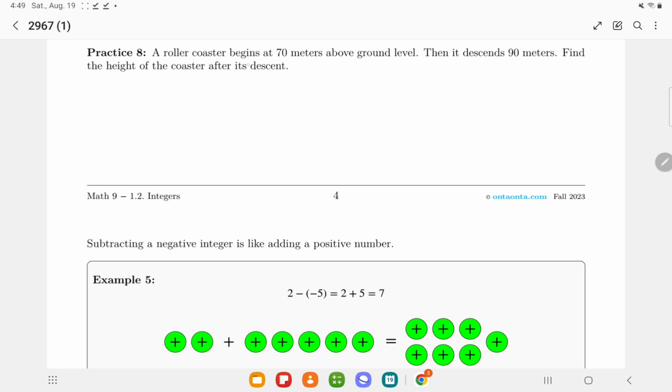A roller coaster begins at 70 meters above ground level. Then it descends 90 meters. Find the height of the coaster after its descent.